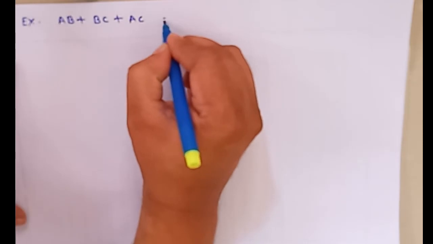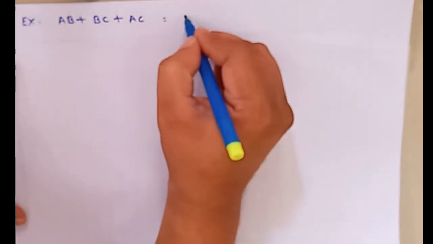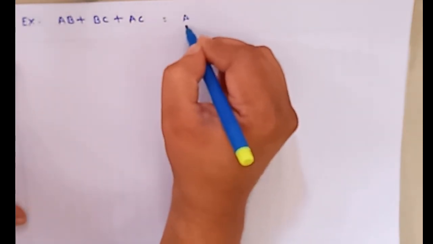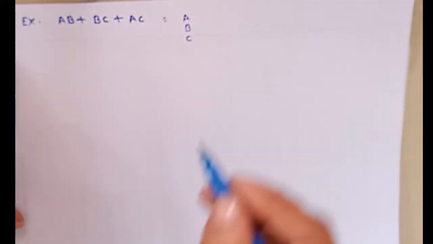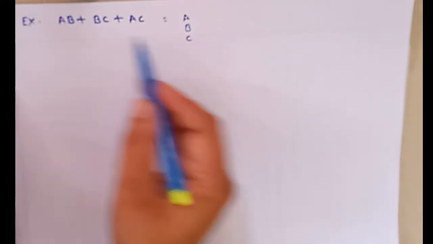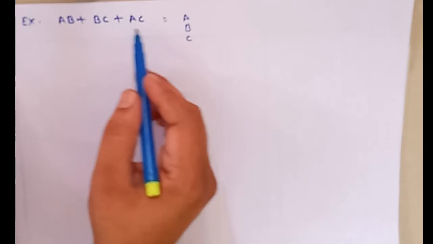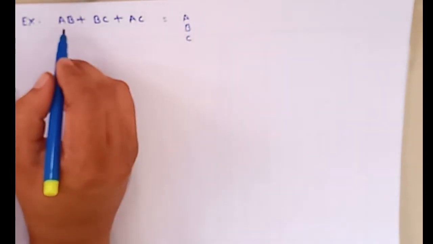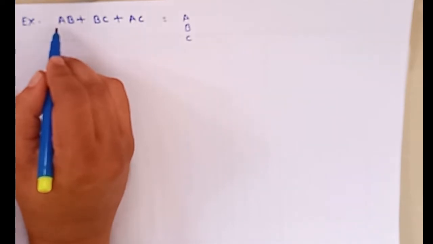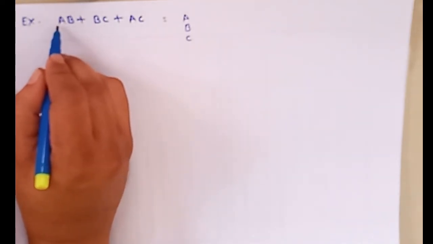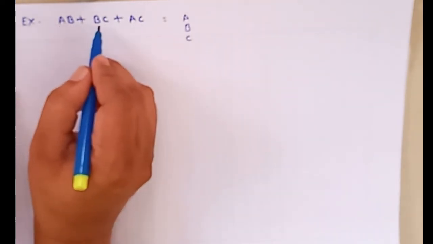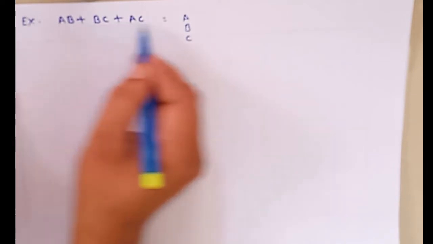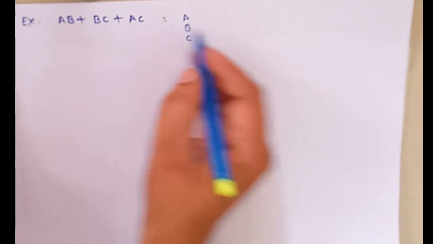How many literals are there in this equation? There are a total of 3 literals, A, B, C. In order to make this equation a standard SOP form, all these literals have to be present in each product term. Here only 2 literals are there, here also only 2 literals, here also only 2 literals. So this is what?